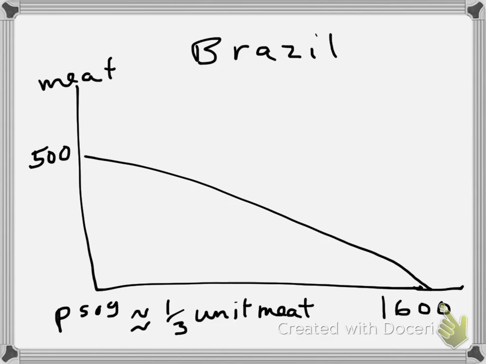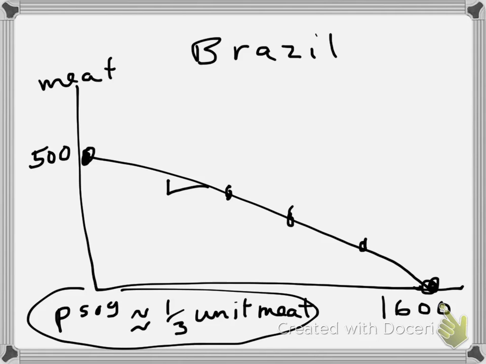If we look at Brazil, their production possibility frontier is going to look like this. They can produce either 500 meat and 0 soy, or 1600 soy and 0 meat, or points in between, and the slope of this production possibility frontier is approximately 1/3. It's not going to be exactly 1/3. It's 500 over 1600, so approximately 1/3. So the price of soy in Brazil is 1/3 of a unit of meat.